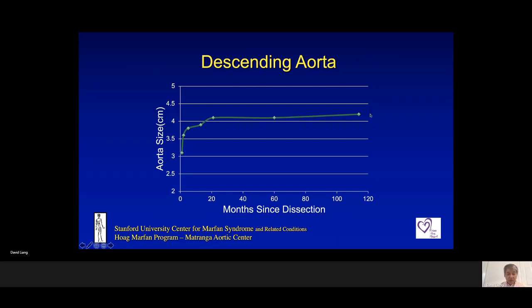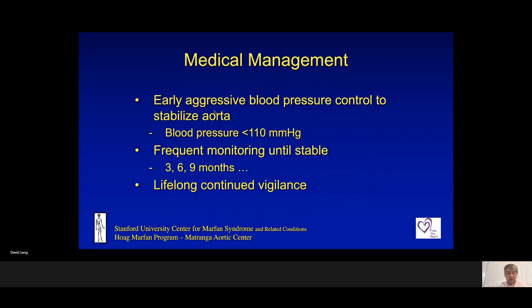We do watch them because some of our patients continue to grow. In fact, most of them do. And then some grow very quickly. And so that's why the early surveillance is really important. But in this population, it's even more important that we be aggressive in managing their blood pressure, because in that early first few months when the aorta is growing, the aorta is really quite fragile.